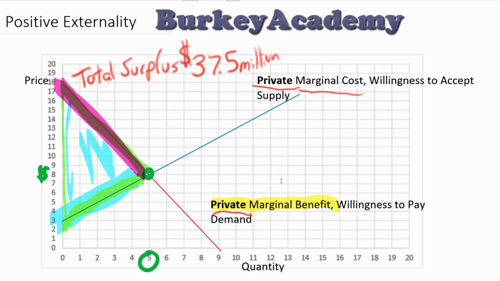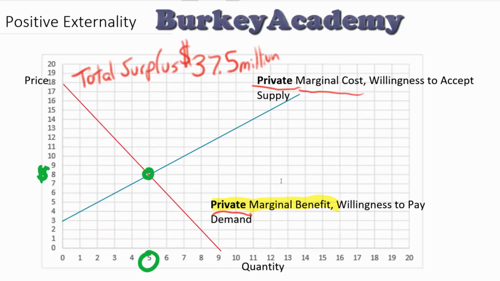That's the total surplus. Now, we want the total surplus to be as large as possible, because the bigger that total surplus is, what it implies is that we are somehow providing people with a high benefit, high value for a low cost. So total surplus being large is a very good thing.